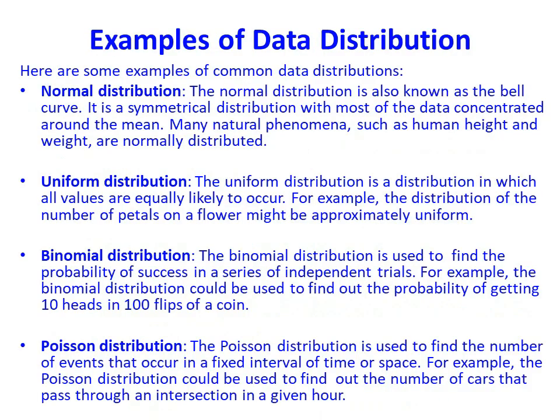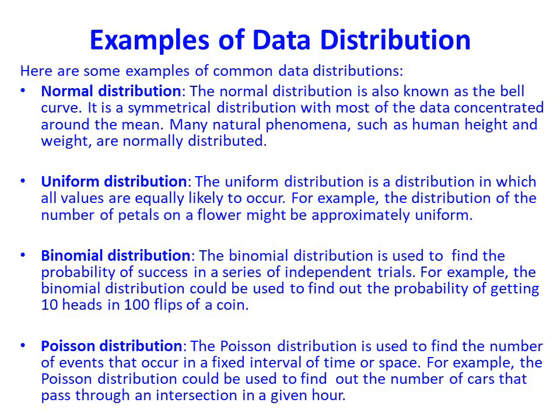Examples of data distribution. Here are some examples of common data distributions. Normal distribution. The normal distribution is also known as the bell curve. It is a symmetrical distribution with most of the data concentrated around the mean. Many natural phenomena, such as human height and weight, are normally distributed. Uniform distribution. The uniform distribution is a distribution in which all values are equally likely to occur. For example, the distribution of the number of petals on a flower might be approximately uniform.